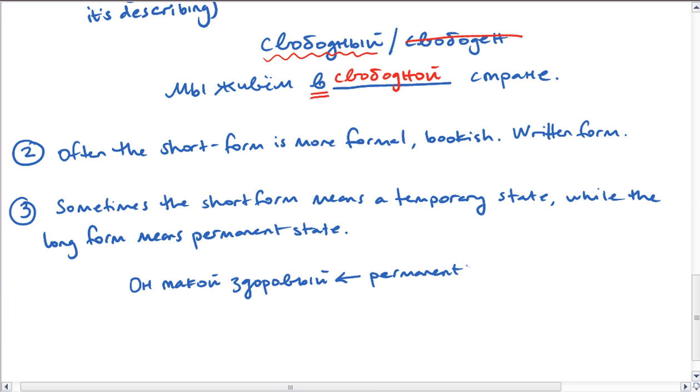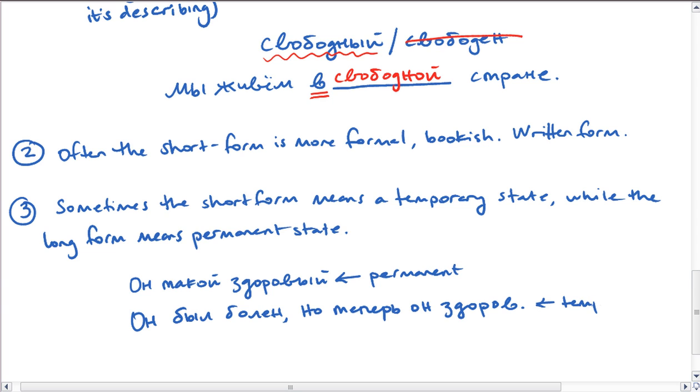But we would use a short form if we said "он был болен, но теперь он здоров." Right? So he was sick, but now he's well. So he was temporarily sick. Maybe last week he had the flu, but now he's well again. But we're not saying that he's this healthy soldier. We're just saying that right now he's not sick. So this is temporary.